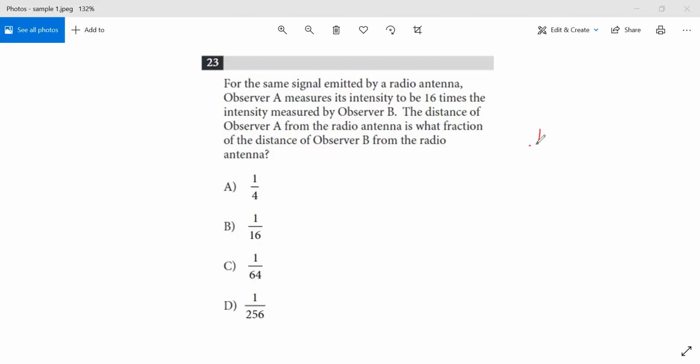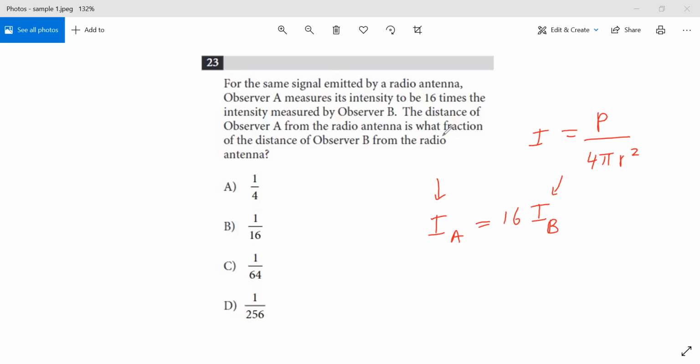So I equals P over 4 pi R squared. So this is our intensity. The intensity of A is going to be 16 times the intensity of B. So I write that: this is the intensity of A and this is the intensity of B. And we're going to find the distance of A is what fraction of the distance of B. So the best way to do it is to divide those things, right?